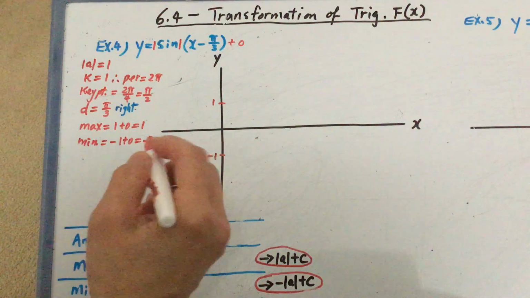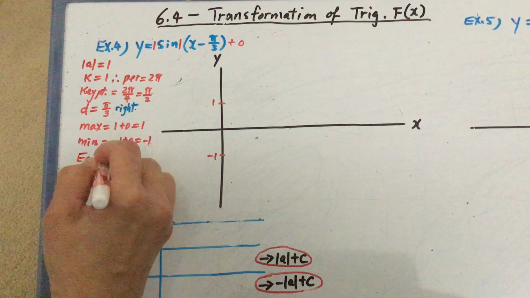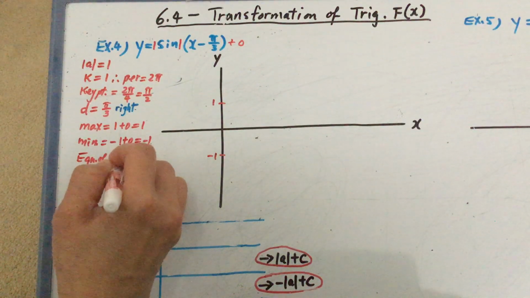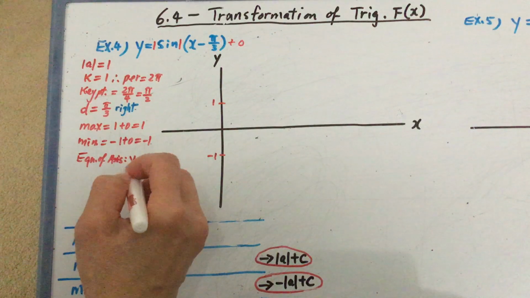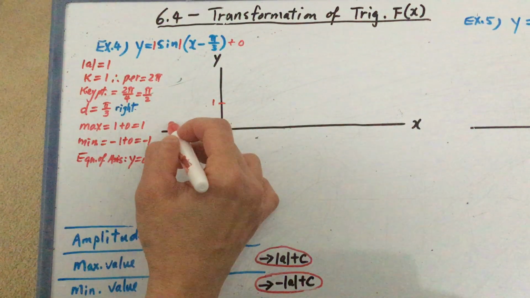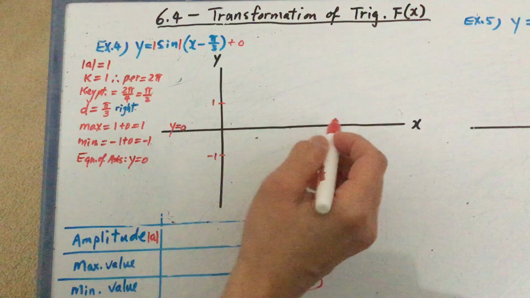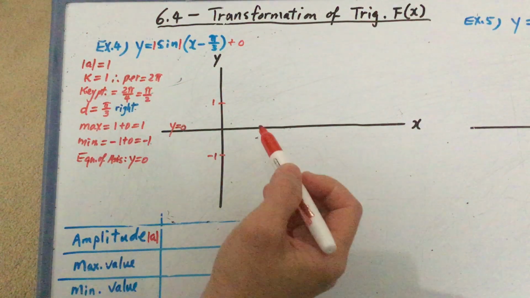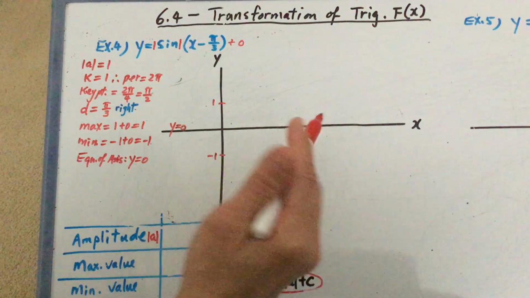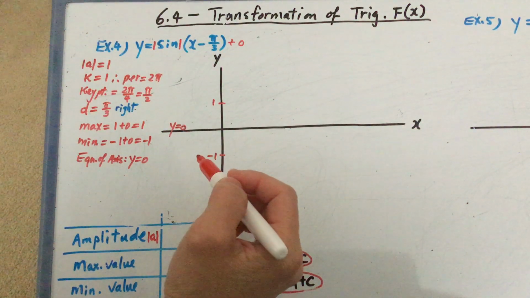So what else do we need? Well, the equation of axis, which is the c value. Since there's no c, that means y equal to 0 is going to be my equation of axis here. Now, the only thing left to do is how to set the scale on the x-axis.